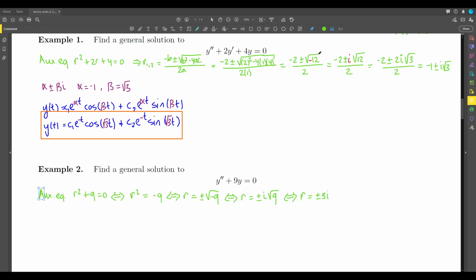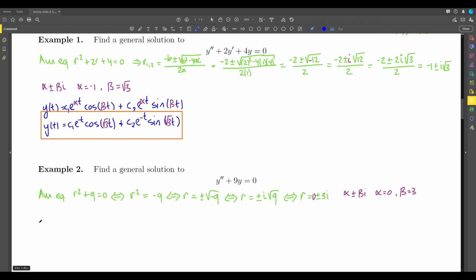So when we compare that with the general complex root, we get alpha plus or minus beta i. Alpha is the real part. There's no real part here, but we can think of that as 0 plus or minus 3i. So that means that alpha equals 0, and beta, just pick the positive value, so we pick beta equals 3.